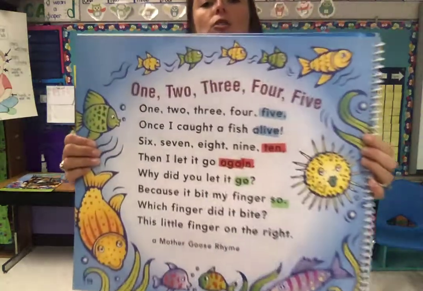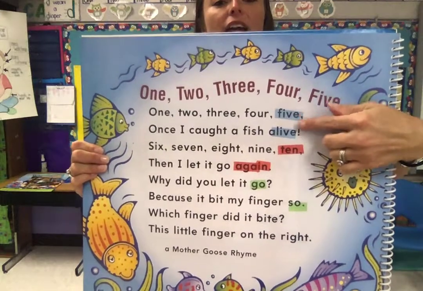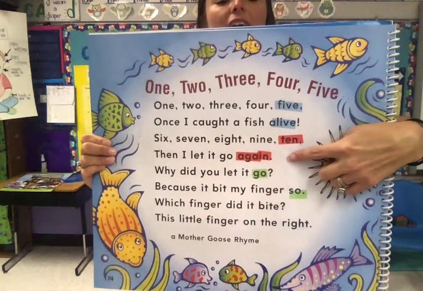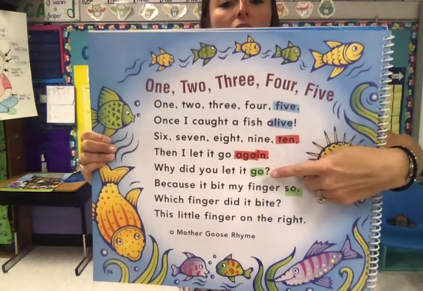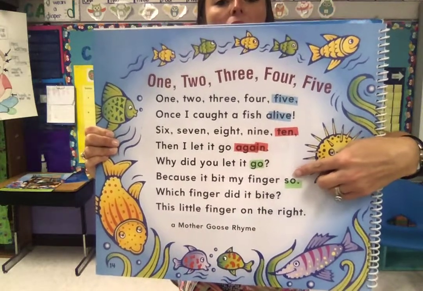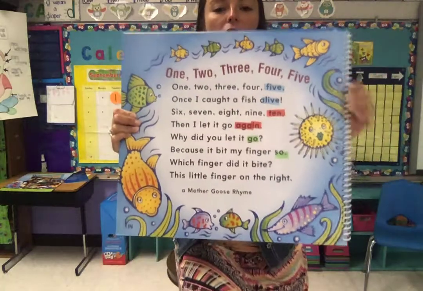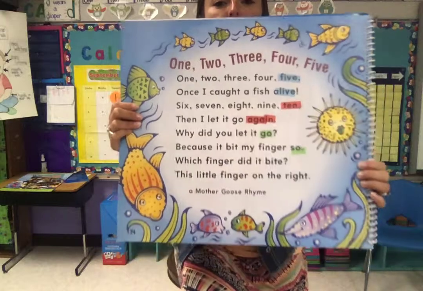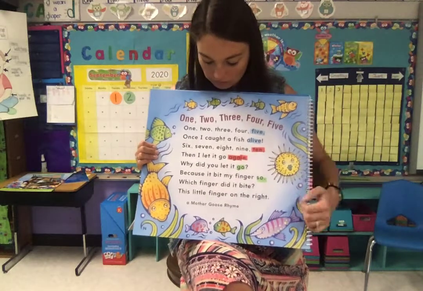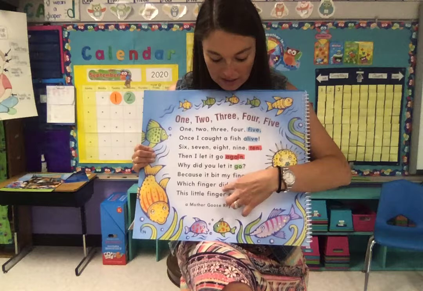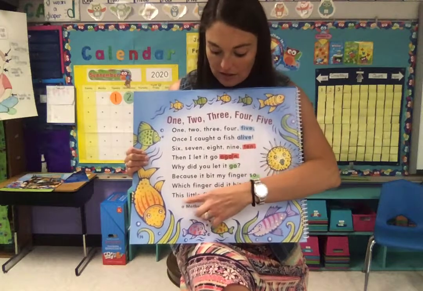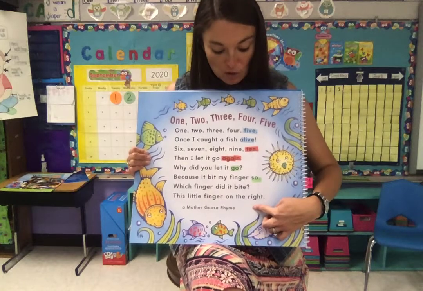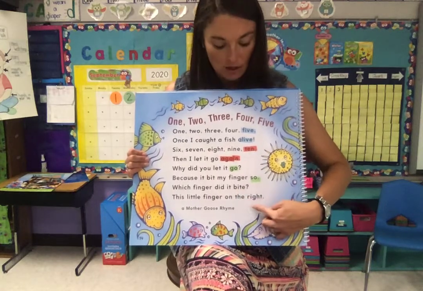Okay. So far I've got 5 and alive highlighted in blue. 10 and again are highlighted in red. Go and so are highlighted in green. So we're not finished with our story yet. Let's listen to the last 2 lines and see if we hear any more words that rhyme. Which finger did it bite? This little finger on the right. So we have the words bite, right.